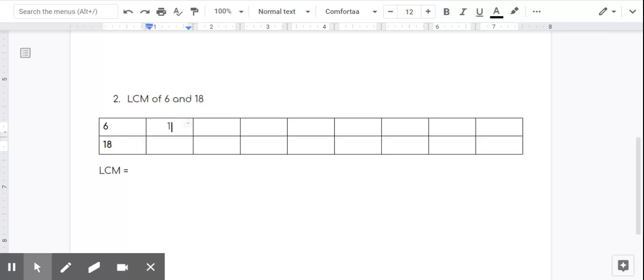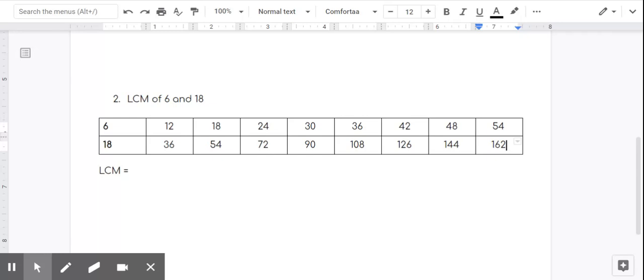So we have 6, 12, 18, 24, 30, 36, 42, 48, and 54. Then we're going to do the same thing with 18. 18, 36, then 18 times 3 is 54. And we have 72, 90, 108, 126, 144, and 162.